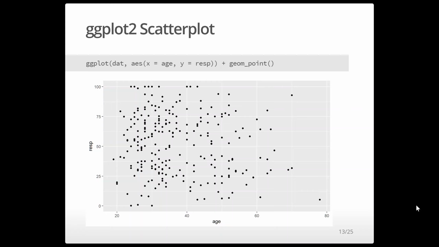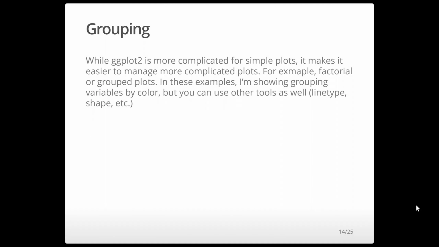And here's an example of the scatter plot that we did before. Here we do it the same way. We have this core ggplot argument. We name the data. Here we say the x-axis is age, the y-axis is RESP, and here instead of geom_boxplot, we add geom_point, and this gives us our scatter plot.